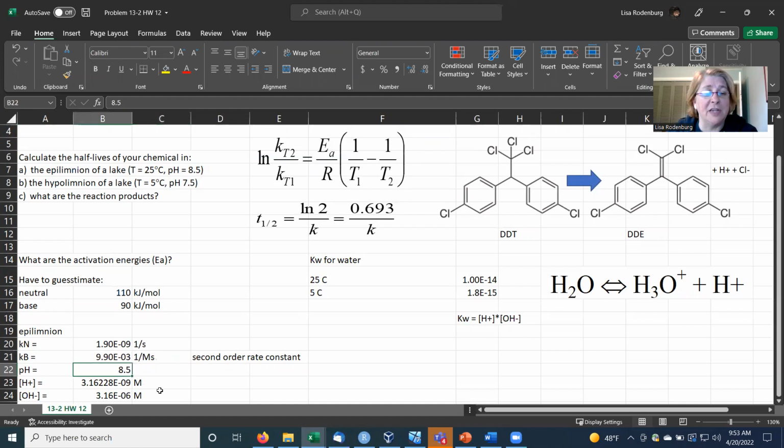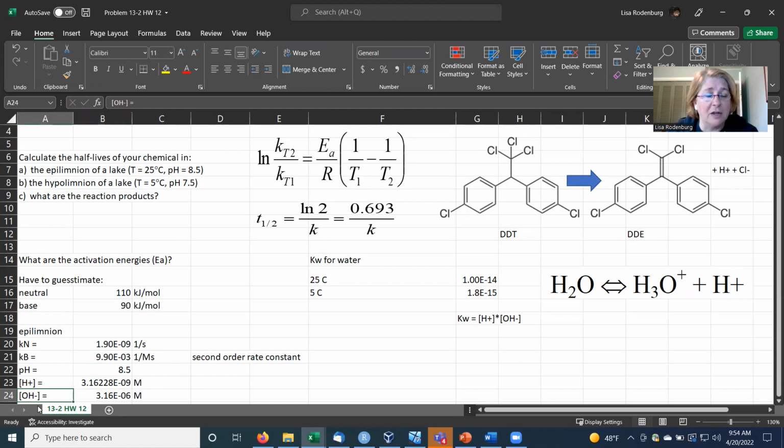We know that our pH is 8.5, that was given. So 10 to the minus 8.5 is the molarity of the protons, right? Because that's what pH is telling us. It's the minus log of the proton concentration.